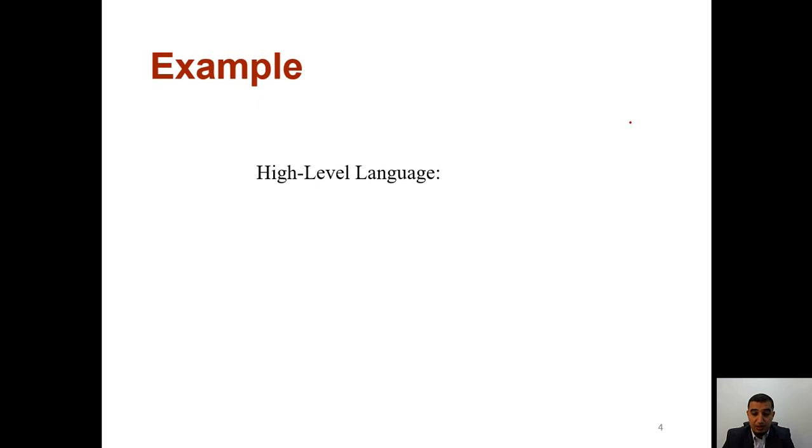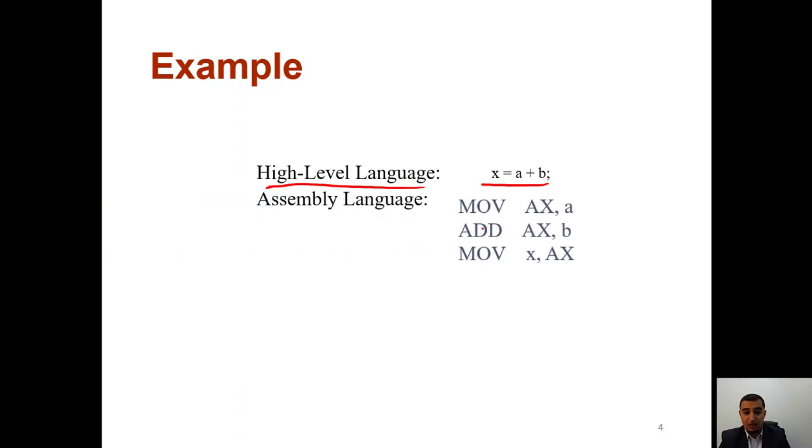For an example, consider that we want to add A plus B in a high-level programming language. We need to convert it into assembly language. The conversion will be: move A into AX, add B to AX, and finally move AX to X. We cannot add two variables directly over here.